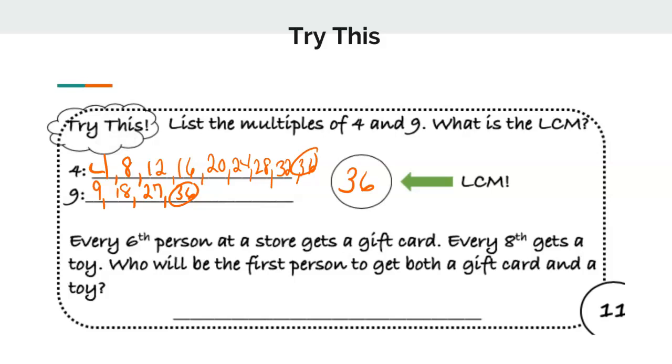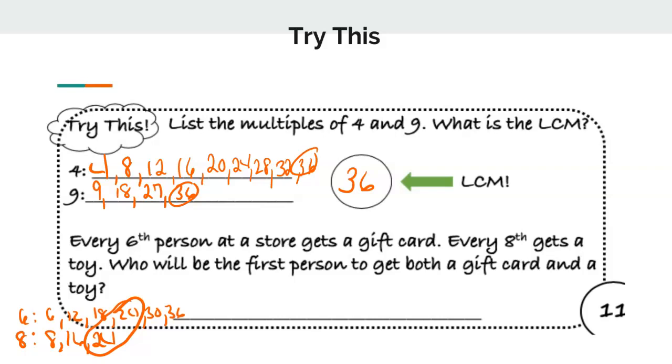The second one, every 6th person at a store gets a gift card. Every 8th person gets a toy. Who will be the first person to get a gift card and a toy? I'm going to start by listing off my multiples of 6. I'm going to list off some multiples of 8. And I'm just counting up by these numbers. I'm going to stop at 24 because there is my least common multiple. 24 is a multiple of 6 and 8.